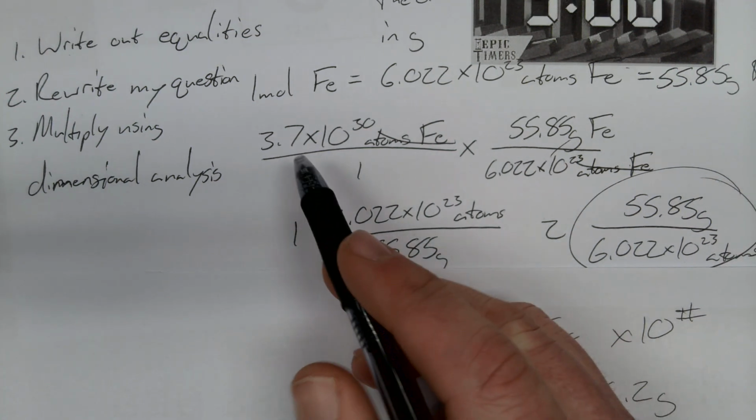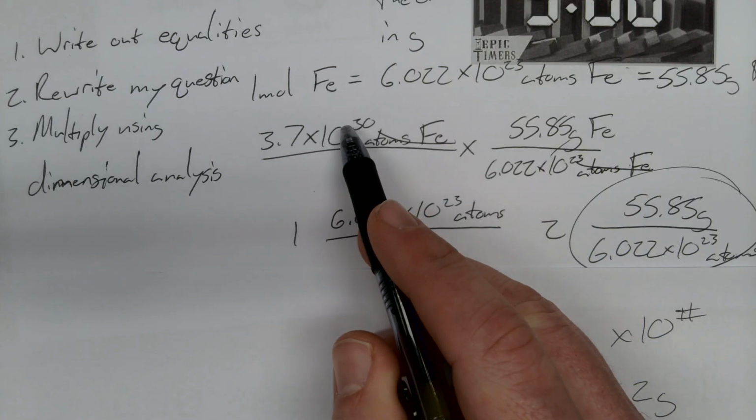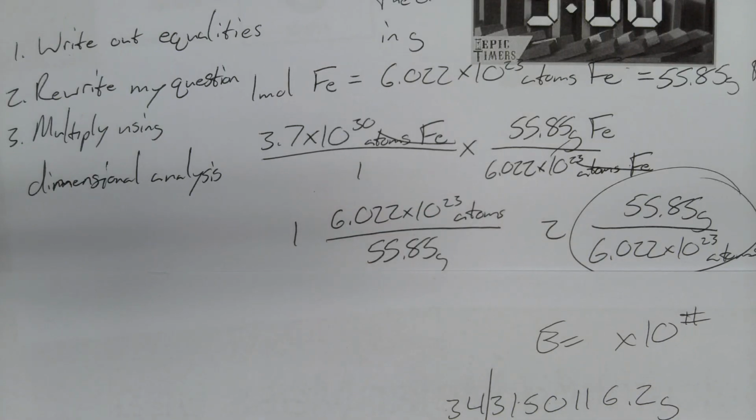That's great that you put 3.7 times 10 to the 30 when you rewrote the question. But what does that number mean? Dogs, cats, potato chips.